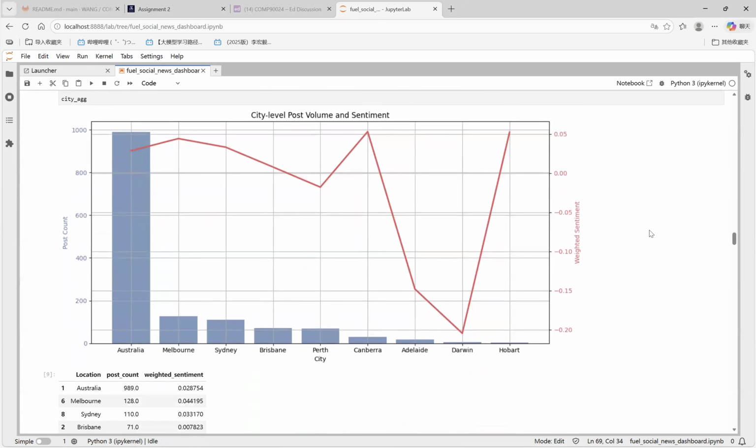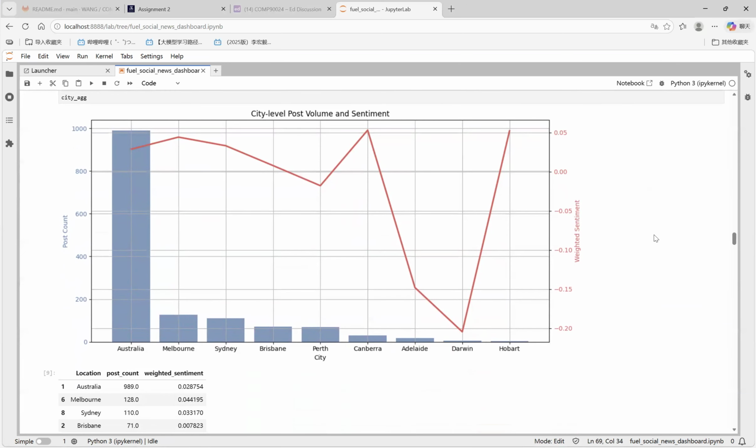And this plot shows city-level post volume and sentiment. The figure combines two types of information. The bars show how much discussion came from each city or location, and the line shows the weighted sentiment score. The main purpose of this figure is to compare discussion activity and public sentiment across different places. It helps us understand whether some locations had more active discussions and whether the tone of discussion was different between cities. However, the results should be interpreted carefully because location information in social media data may not always be complete or accurate.